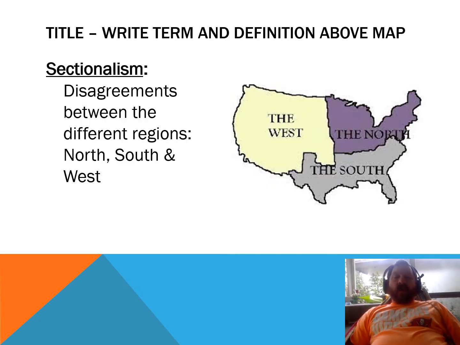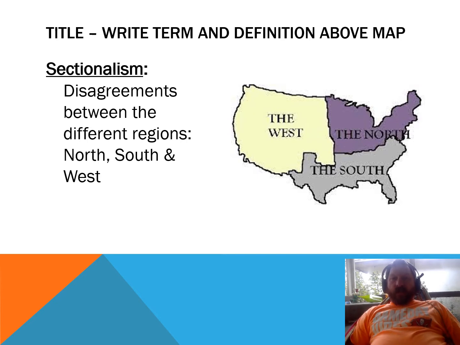Okay, now that you've got your map labeled, what you're going to do is above the map, right up here, see where it says write term and definition above the map, and your term here is sectionalism. So the full definition of sectionalism is disagreements between the different regions, north, south, and west.